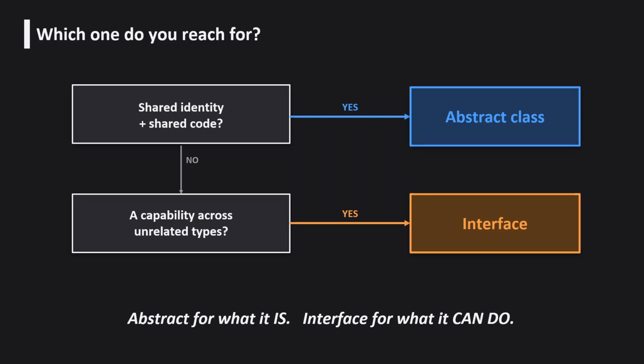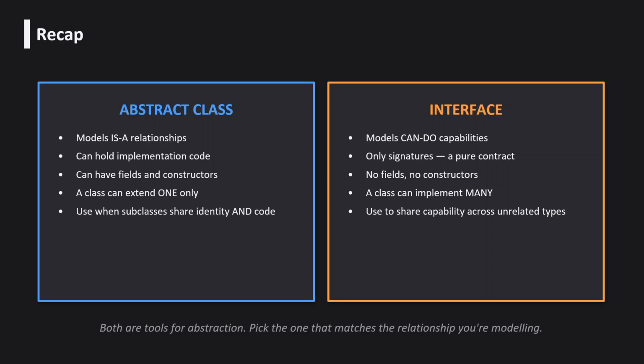That's the whole game. This is the quick recap side by side. Abstract class models an is-a relationship, and interface models can-do capabilities. Abstract class can hold implementation code, interface only signatures, a pure contract. Interface has no fields, no constructors. Abstract classes can have fields and constructors. A class can extend only one. A class can implement many.